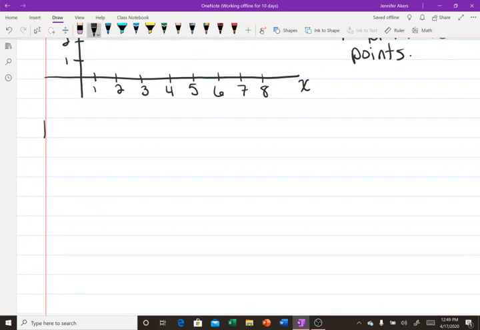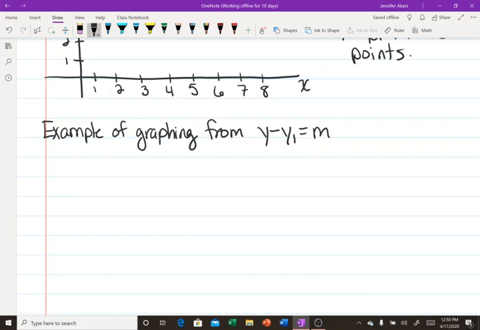Now let's do an example of graphing from point-slope. And the example from point-slope is going to look a little different. I want to give you more of a real world example of point-slope.